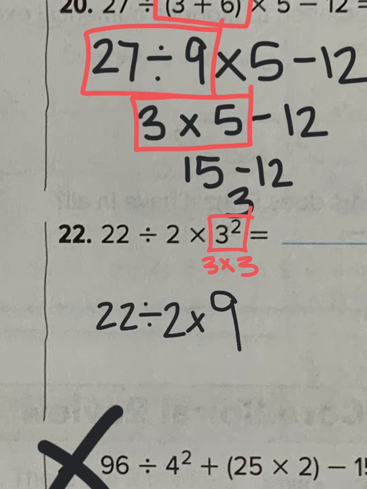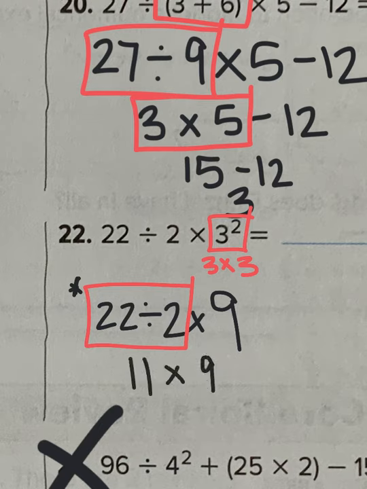My next step would be multiply or divide from left to right. So I'm going to start on my left side, which gives me divide. So 22 divided by 2 is 11. Carry down the rest of my expression. We're left with 11 times 9, which leads us to our last step, which is to multiply. We don't have any adding or subtraction in here. So 11 times 9 gives me 99 for our answer.